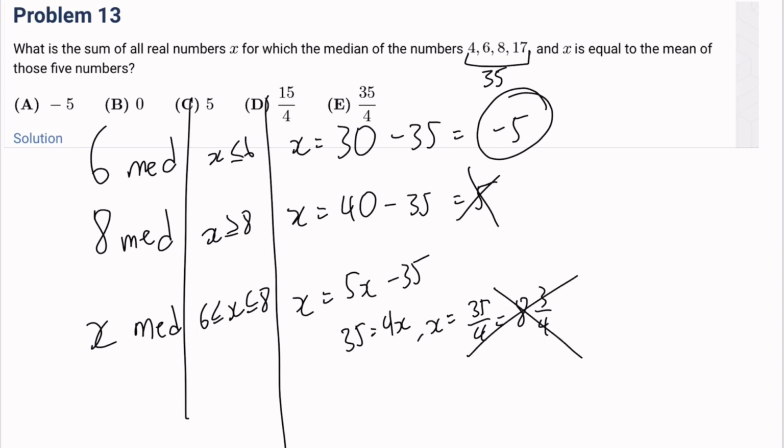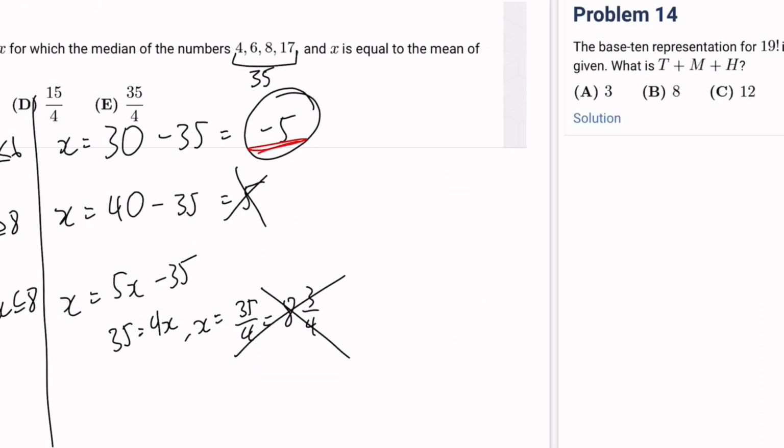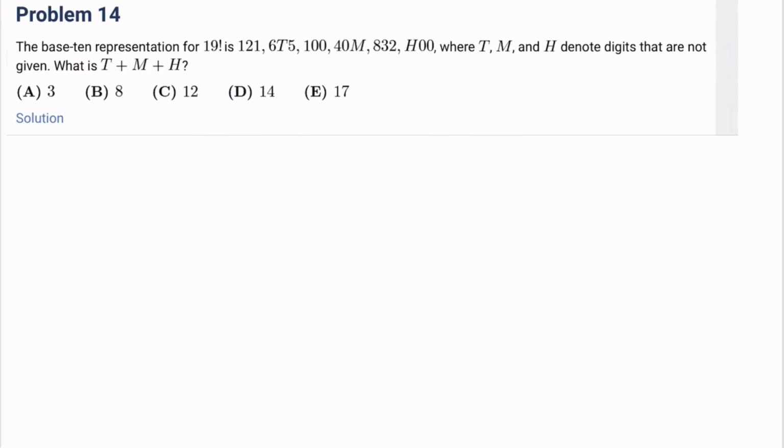So the only real number x that works is -5, so the answer is A. Number 14, the base 10 representation for 19 factorial is this thing, where t, m, and h denote digits that are not given. What is t plus m plus h?